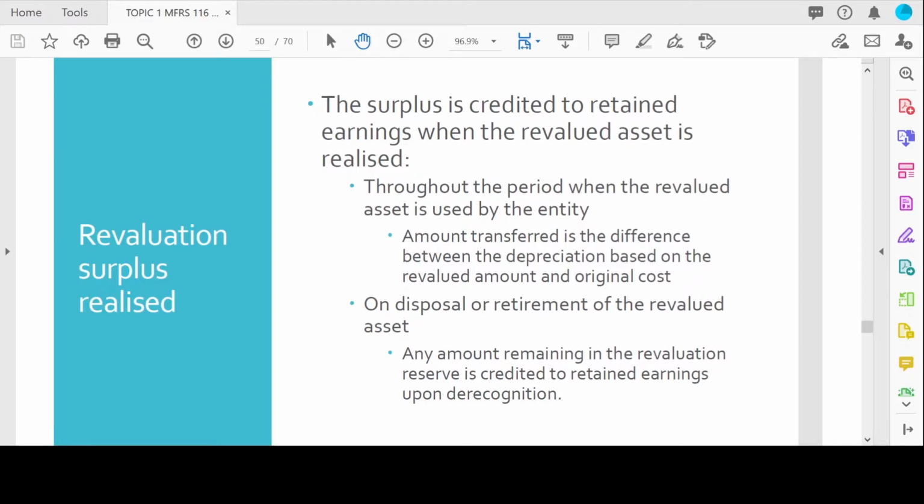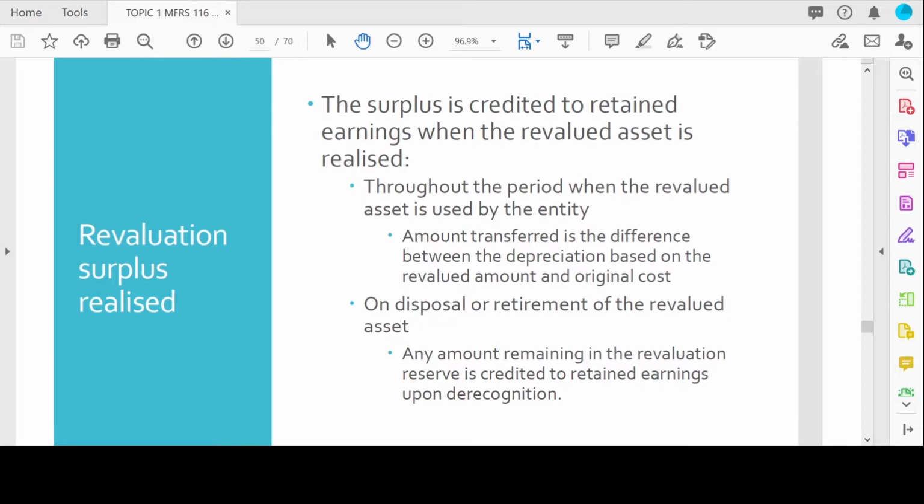The good thing when we are able to transfer some portion of revaluation surplus from the asset revaluation reserve account to the retained earnings is that we can distribute the amount to the shareholders as a dividend. So under which situation is the revaluation surplus realized? There are two situations actually.